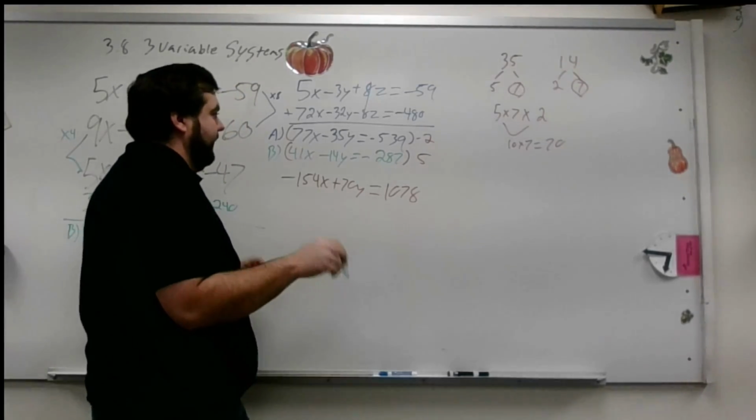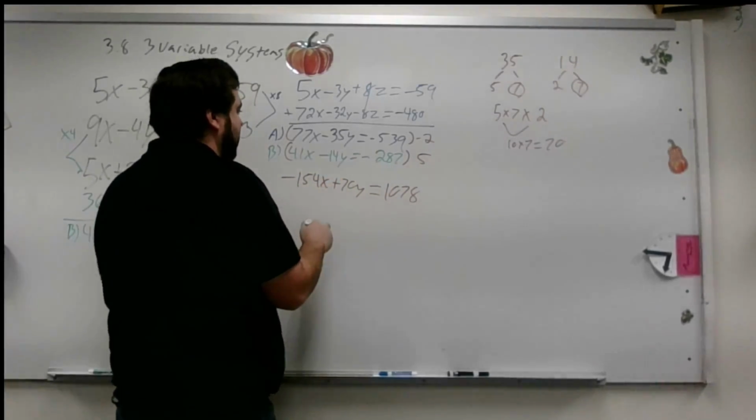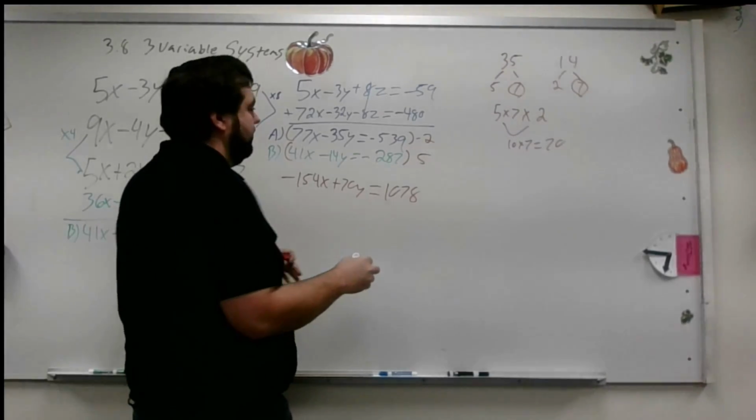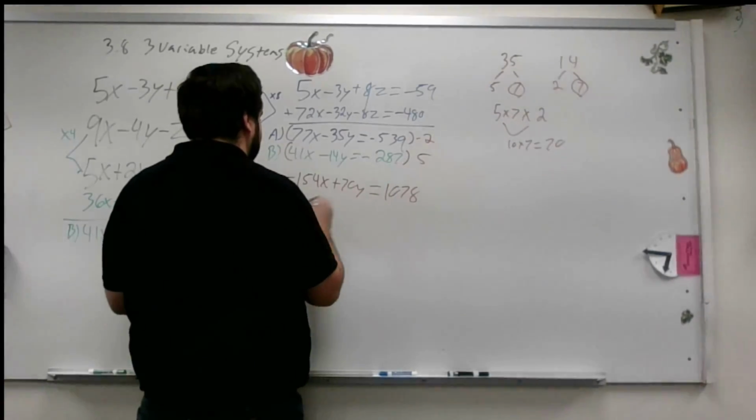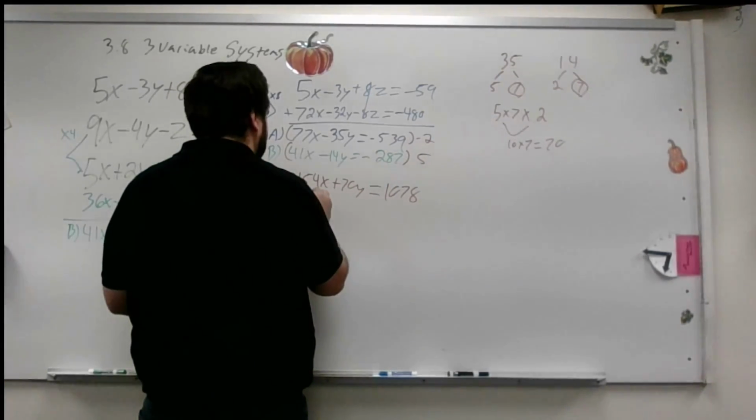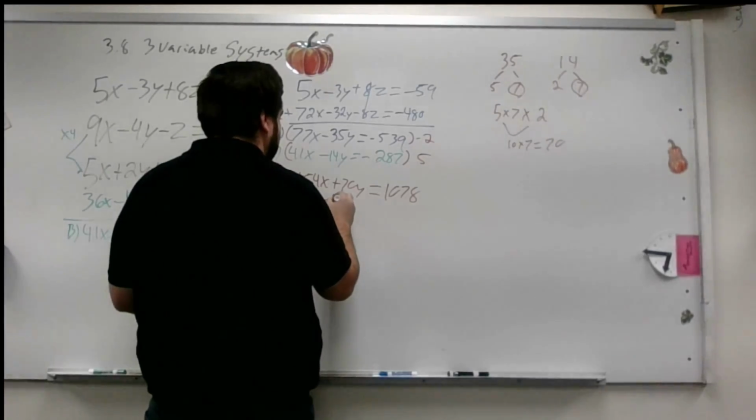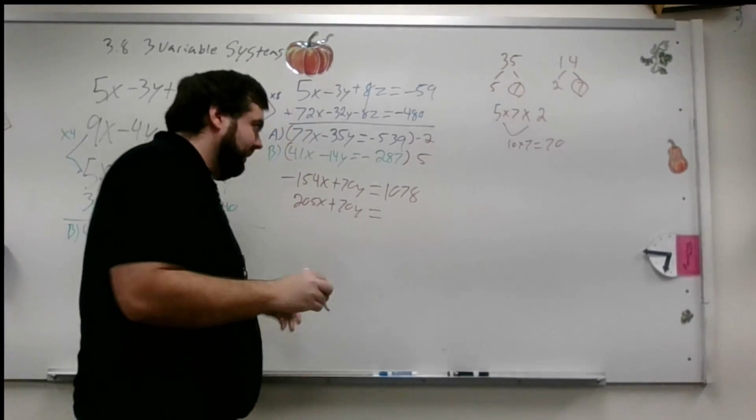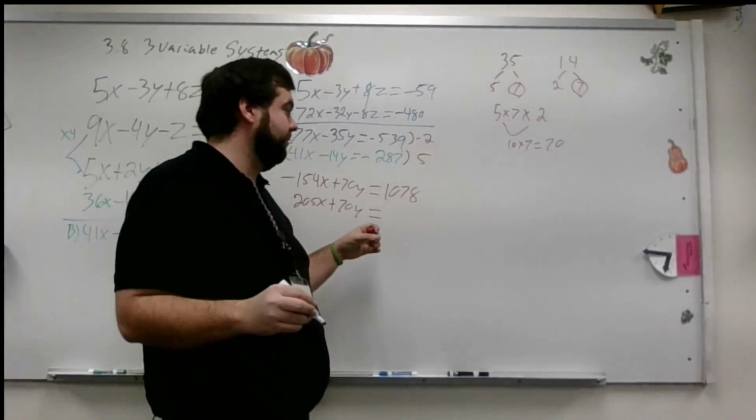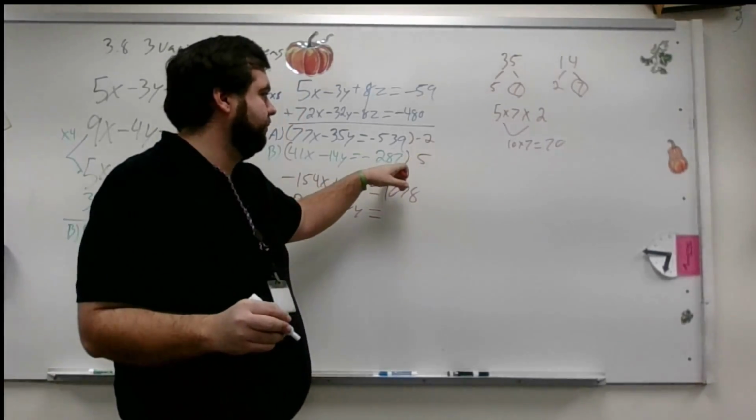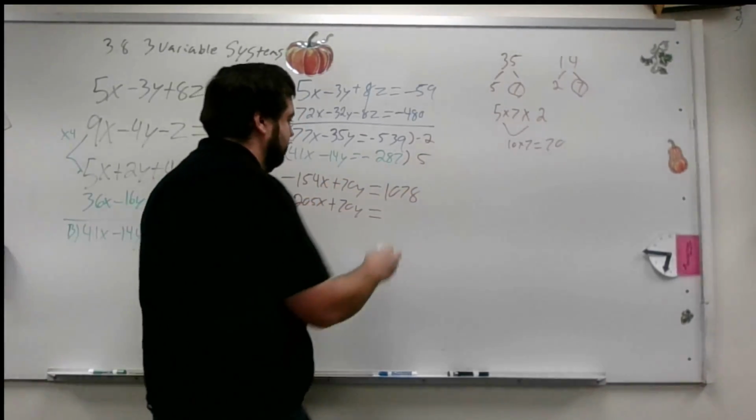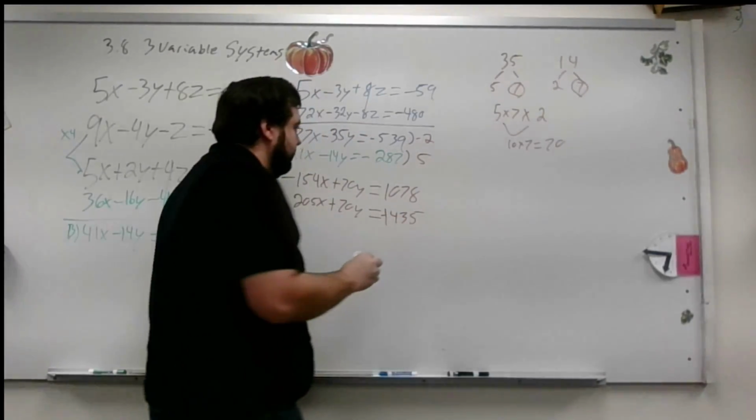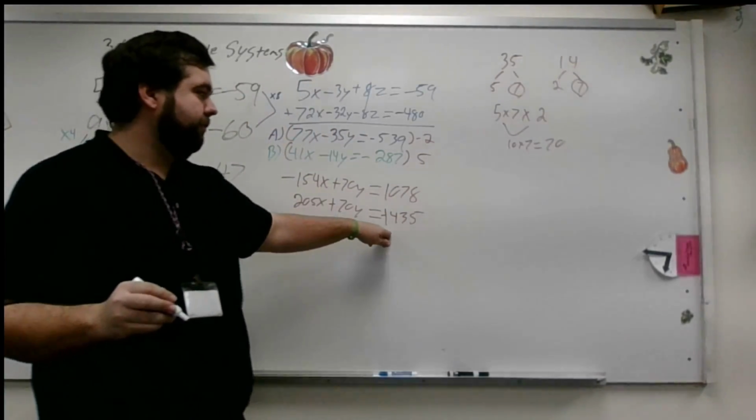All right, now we do 5. So 5 times 41, half of 41 is going to be 20 and a half. Shift the decimal, so I get 205x plus 7y. Then half of 287 is 143 and a half. So negative 1435.